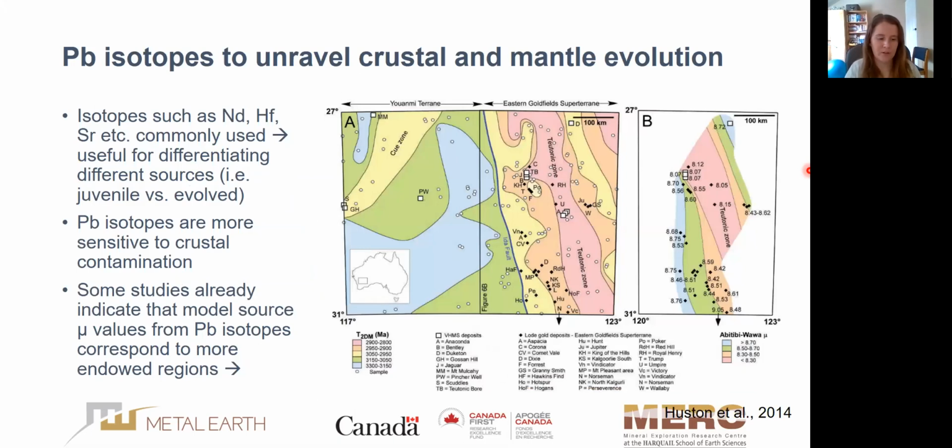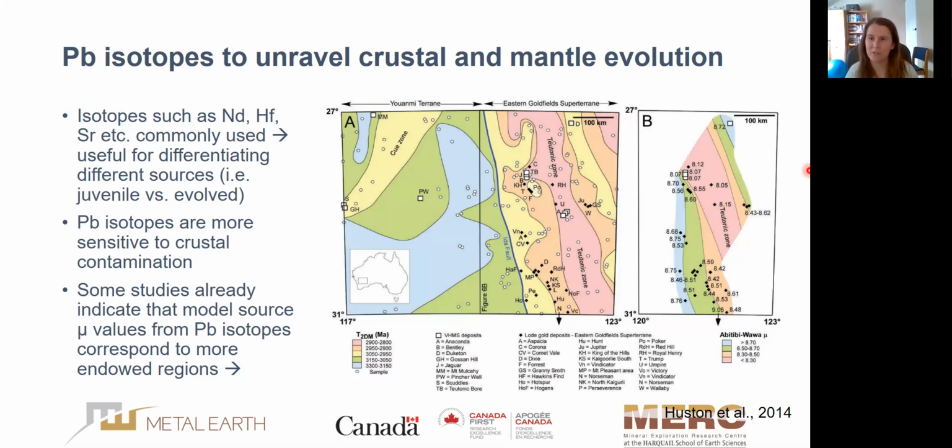Isotope data sets are a great way of unraveling crustal and mantle evolution and for understanding ancient processes that we can no longer see on the Earth's surface today. Isotopes such as neodymium, hafnium and strontium are all commonly used for differentiating different sources, for example, juvenile versus evolved sources. But lead isotopes are more sensitive to crustal contamination, so they allow us to understand some of the more subtle and sensitive crust mantle processes.